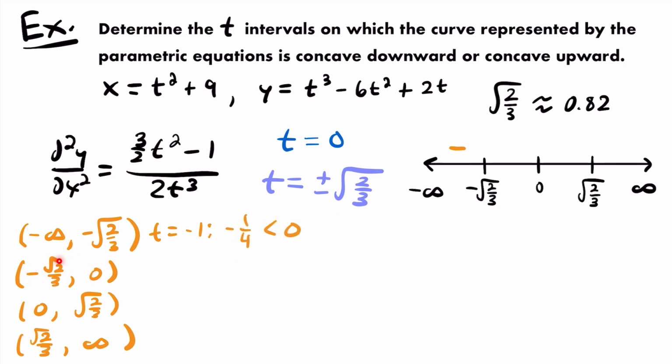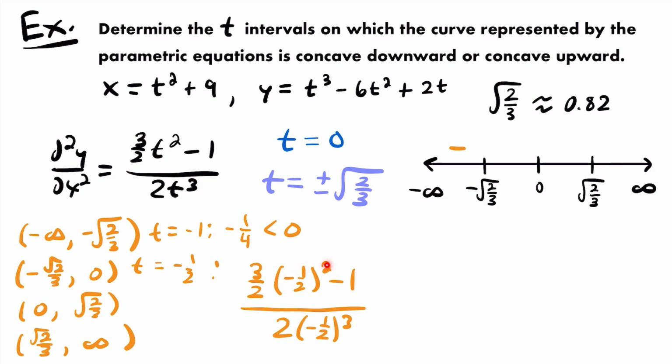This time we have the negative square root of 2 divided by 3 to 0. And so to choose a value of t between those 2 values, once again we know that the negative square root of 2/3 is negative 0.82. So I'm going to choose negative 1 half. That would be negative 0.5. So when t is equal to negative 1 half, let's plug that into our second derivative. We will have 3 halves times negative 1 half squared minus 1 divided by 2 times negative 1 half cubed. Negative 1 half squared will be positive 1/4. So this is equal to 3 halves times 1/4 minus 1 divided by 2 times negative 1 half cubed.